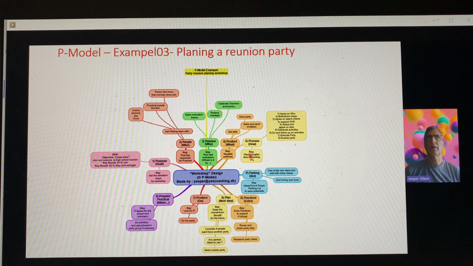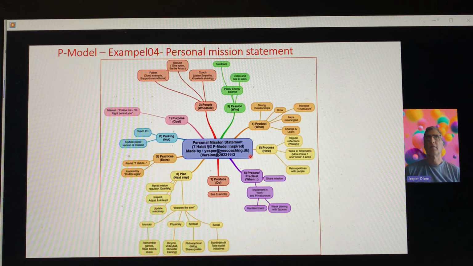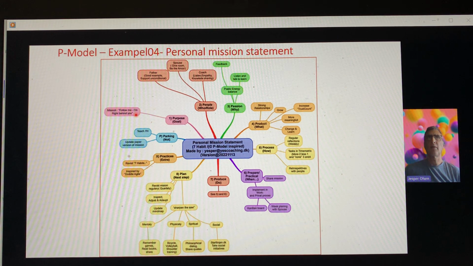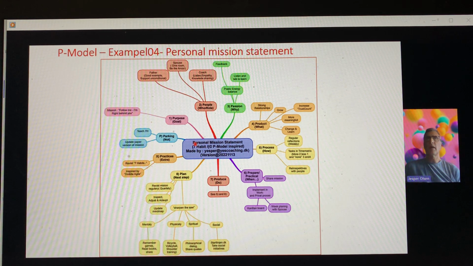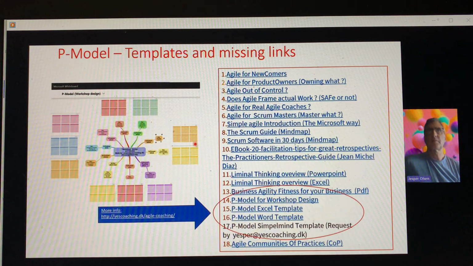And it may be even more funny, just to say that this PPP model is not just for workshops and meetings. I have a personal mission statement as a person, so you can see I have a purpose, a goal, in everything I do. And my mission is: follow me, I'm right behind you. That's me. And then I'm playing some role, addressing this goal. I'm a father, I'm a spouse, and I'm a coach. So this could also be used as a structured way of considering other things and not just workshops and events.